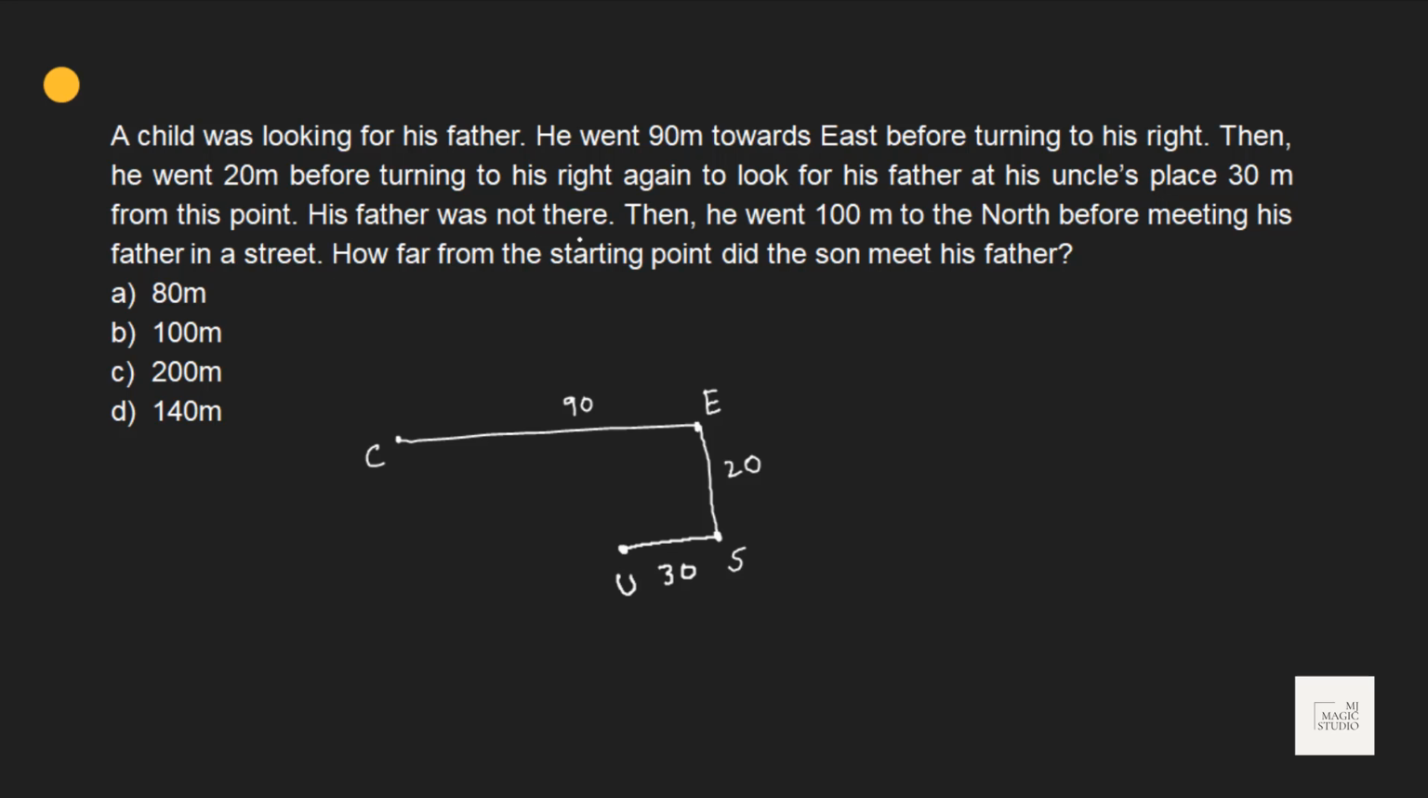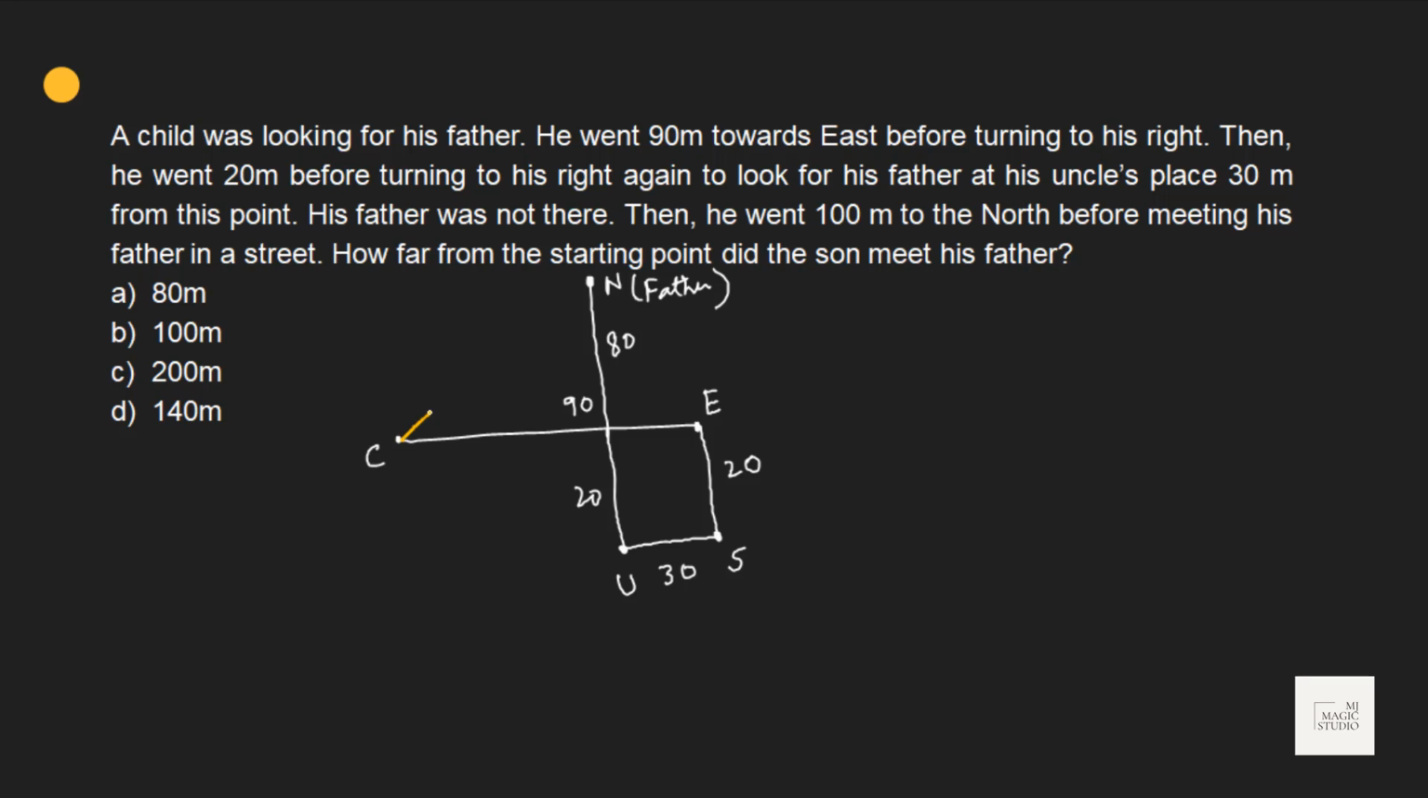His father was not there. Then he went 100 meters to the north before meeting his father in a street. 100 meters, so here it would be 20 south, north there should be 80. Let's do it like this. And this is the meeting point with father. How far from the starting point did the son meet his father?